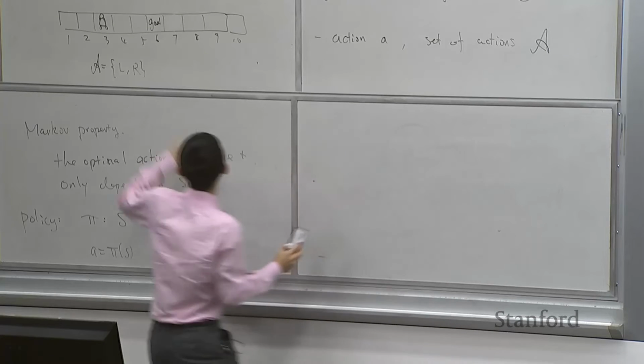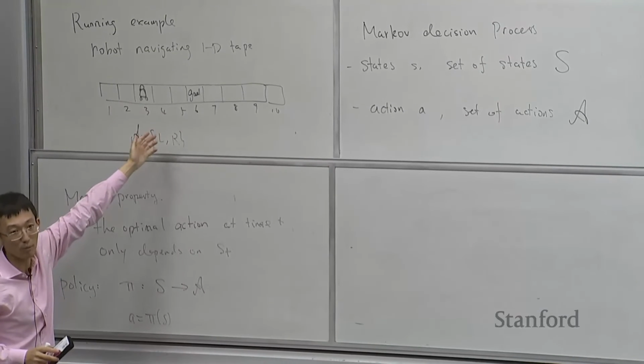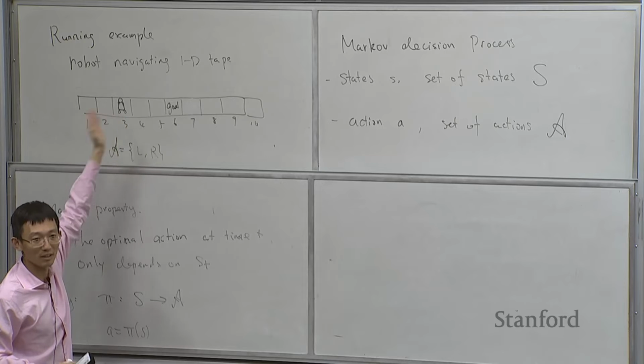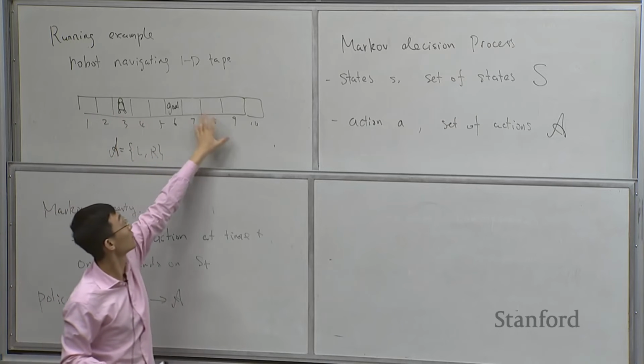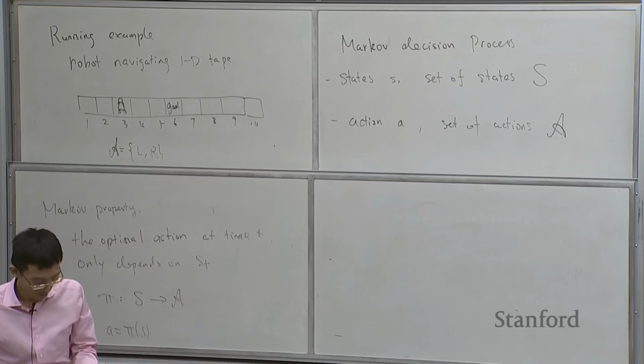Maybe one way to think about it is that suppose you want to move your robot to the goal. Then the policy would be that if the state is on the left of the goal, your policy should be taking the right action. And if the state is here, you should take the left action.